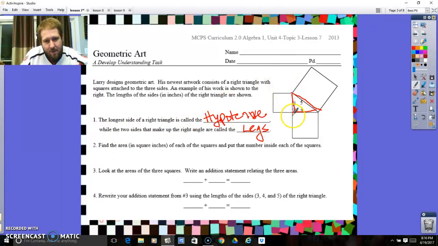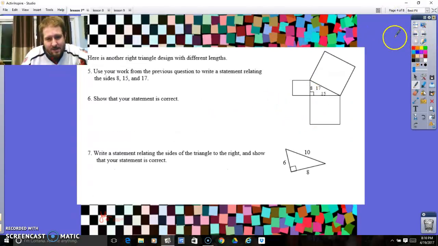Now, this would be a 3 by 3 square, so that's 9 square units. And this would be a 4 by 4 square, so that's 16 square units. And this is a 5 by 5, so that's 25 square units. What you will notice is that 9 plus 16 equals 25. So that's really like 3 squared plus 4 squared equals 5 squared. So what you'll notice here is that this square plus this square equals this square. And that's not a coincidence. There is a very good reason why.